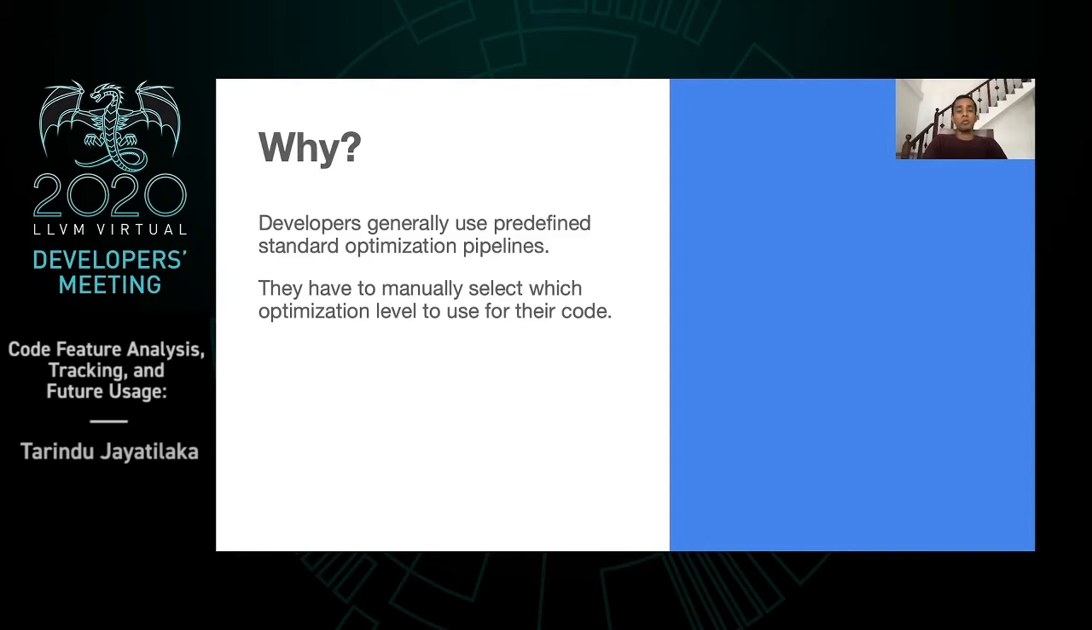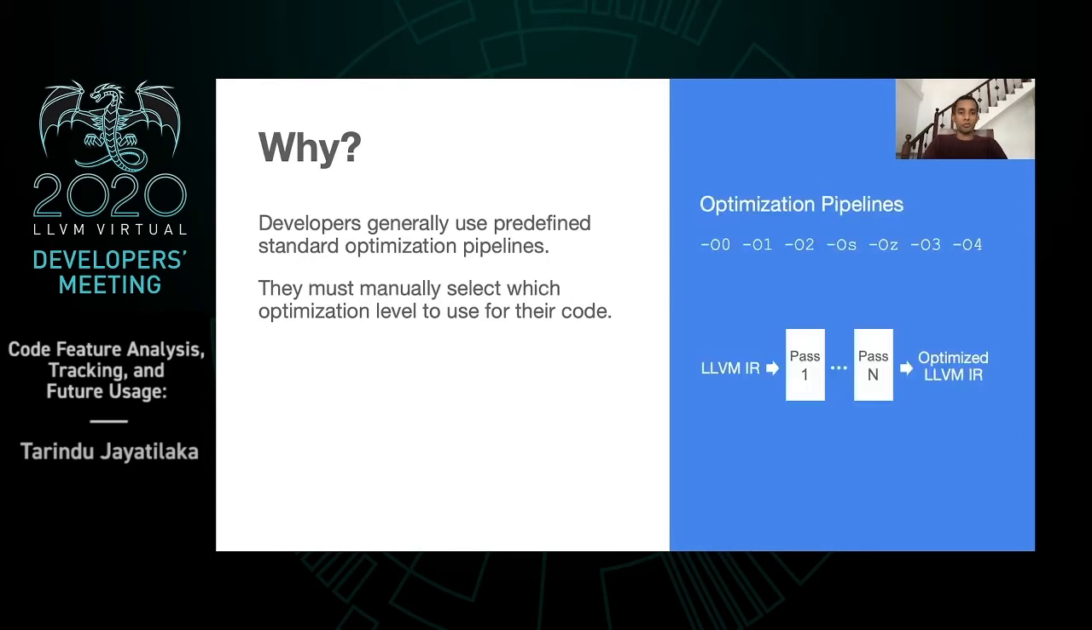Developers usually have to use a predefined set of optimization pipelines to optimize their code. Optimization pipelines are a set of predefined passes which are applied to LLVM IR in order to optimize the code. So LLVM has standard optimization levels like O1, O2 and O3, and developers manually have to select which level they need for their code.